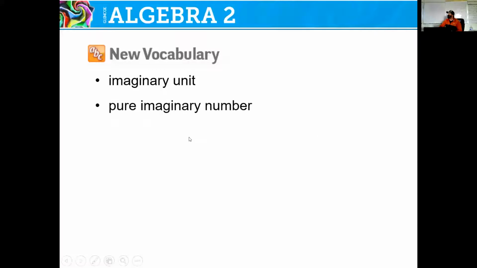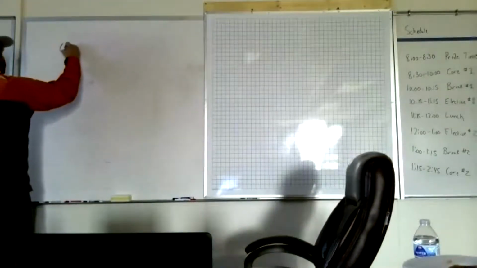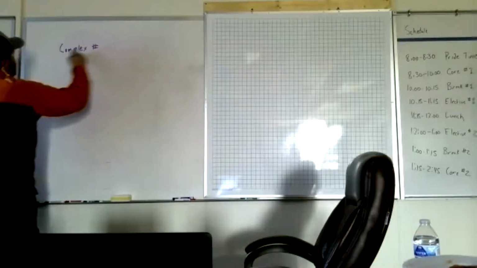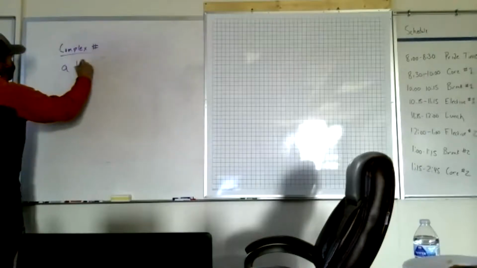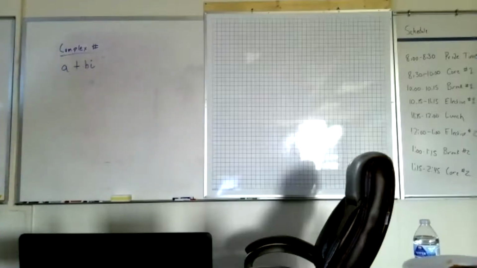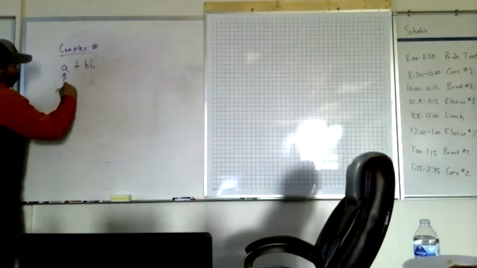The next one is a pure imaginary number. Okay, and then you have a complex number. A complex number is broken down into 2 parts. Okay, and I'm just using variables. It's a plus or minus bi. Okay, a is what's known as the real part. That's a real number.